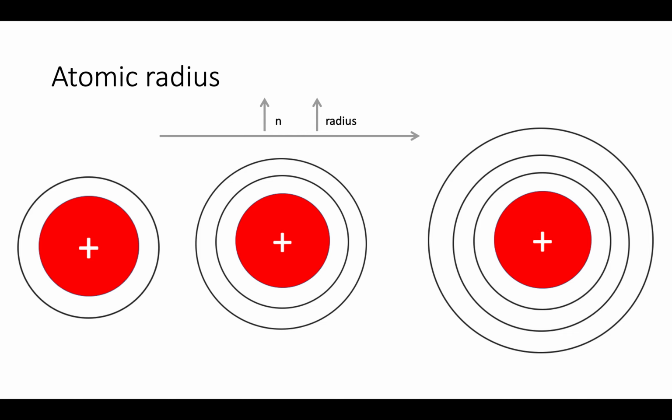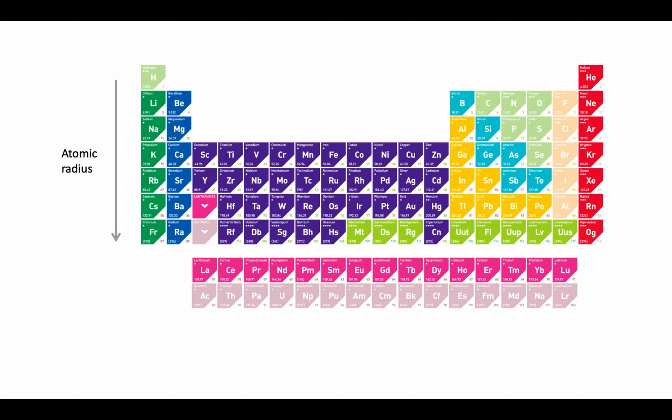As you progress down the periodic table from hydrogen to cesium, the atomic radius of the atom increases as n increases. For comparison, the radius of hydrogen is 37 picometers, while the radius of cesium is almost 10 times as large at 268 picometers. However, that's not the whole story.